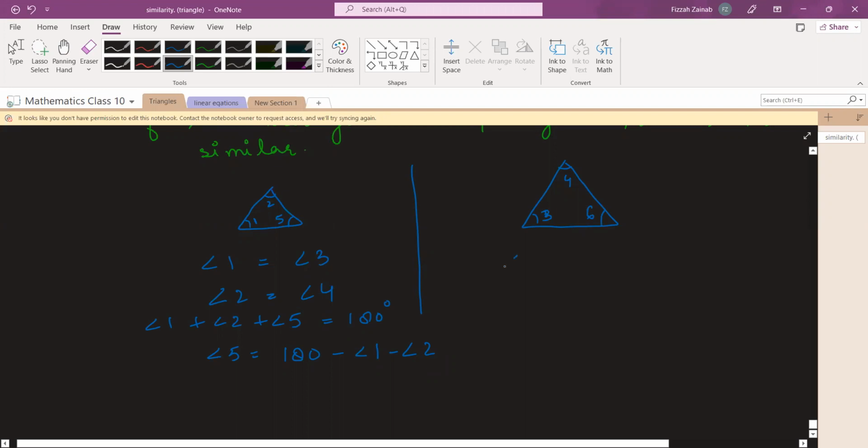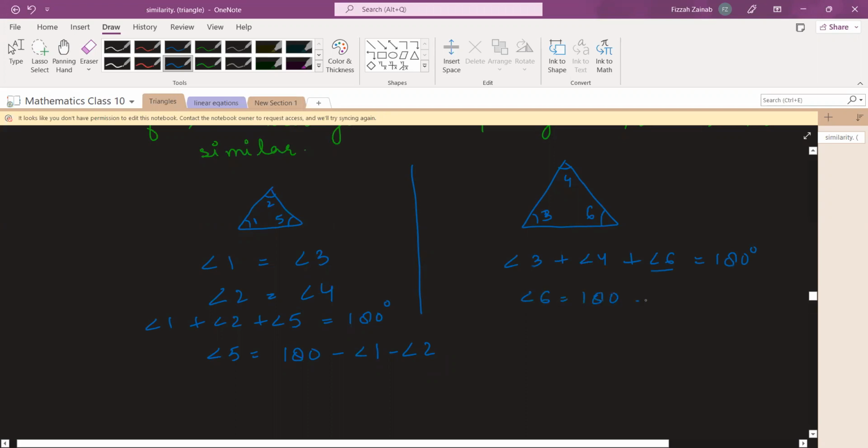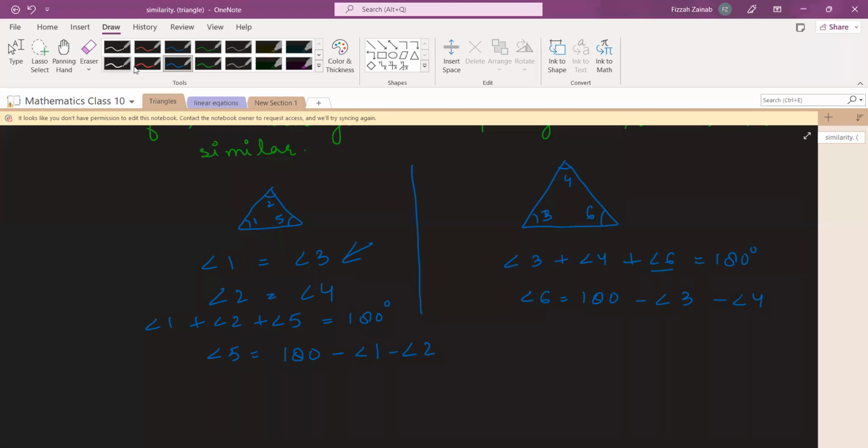Now, in this triangle, I want to find angle 6. Again, angle 3 plus angle 4 plus angle 6 is equal to 180 degrees. So angle 6 is 180 minus angle 3 minus angle 4, right? Now angle 3 is equal to angle 1, so I can substitute it. Angle 6 will be 180 minus angle 1, and in place of angle 4, I can write angle 2.